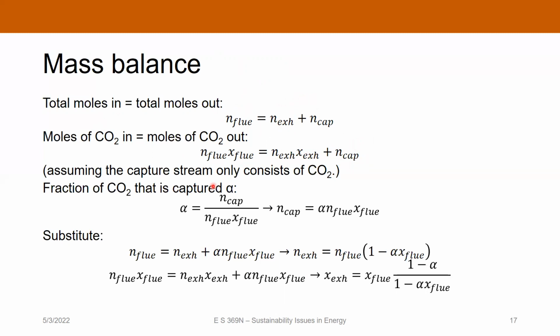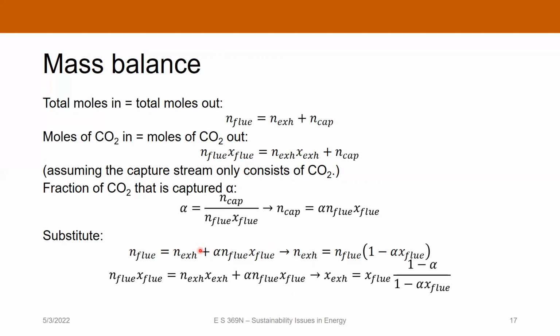Now, in reality, we can imagine that there is still some CO2 in the exhaust stream. So the captured stream is only CO2, but we're not capturing all of it. So we can define this parameter alpha. It's the fraction of CO2 that's captured. So it's the number of moles of CO2 in the captured stream relative to the number of moles coming in the flue gas stream. And this means that the number of moles that's captured can be represented by this formula here. So you can think of this as a capture efficiency.